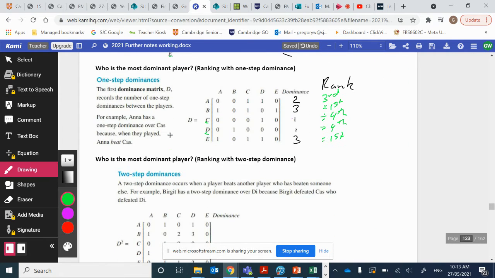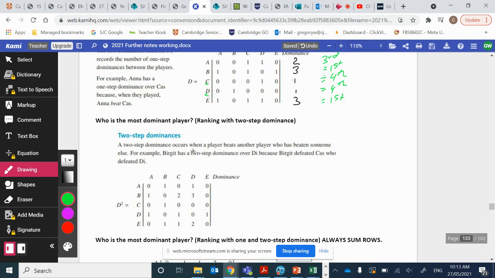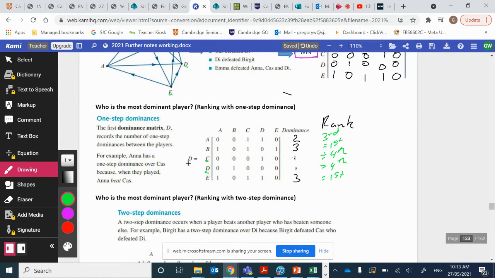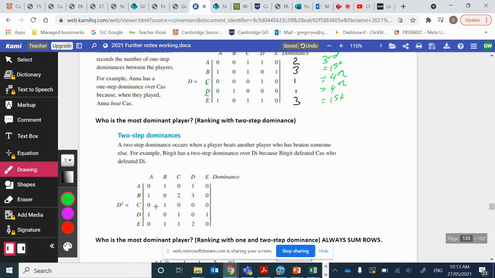Now, this can get really complicated, but the good thing about it is all we need to do to get this two-step dominance, just like two-step communication, is we just take our one step and we square it. And to square a matrix on the calculator is really easy. We just put the matrix in and then just do it to the power of 2.